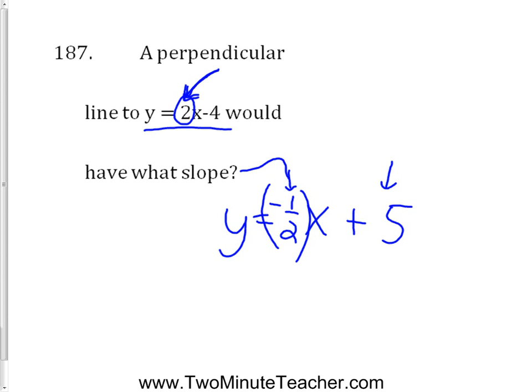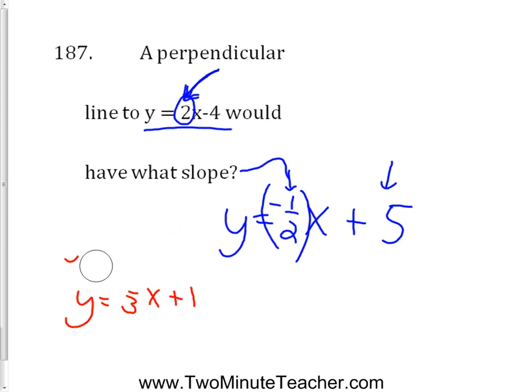Let's do another one like that. Let's say it was y equals 3x minus 7, and they wanted something to be perpendicular to this. Well, if the slope is 3, then the other line would have to have a negative 1/3 for its slope. And I don't really care what the y-intercept is. All right, and then it would be perpendicular to it.